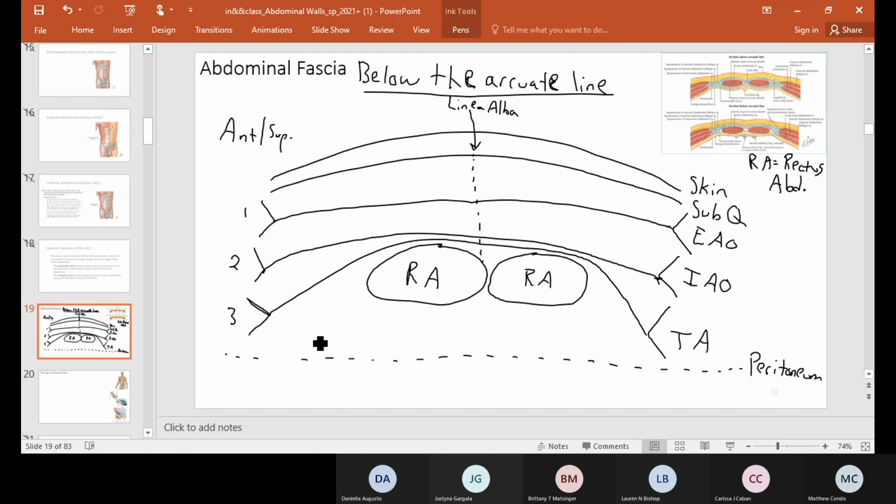All right. Any other questions on this? 1.5 for 3. That, yeah, if you want. All right. Any other questions on abdominal fascia? Have we tired abdominal fascia?